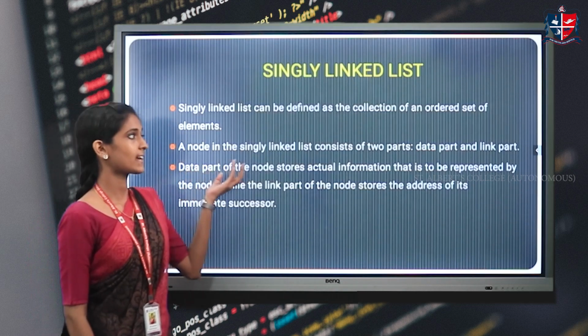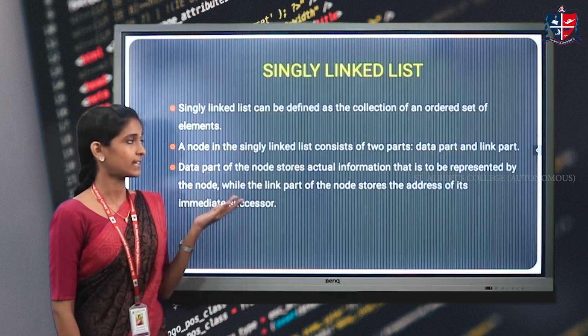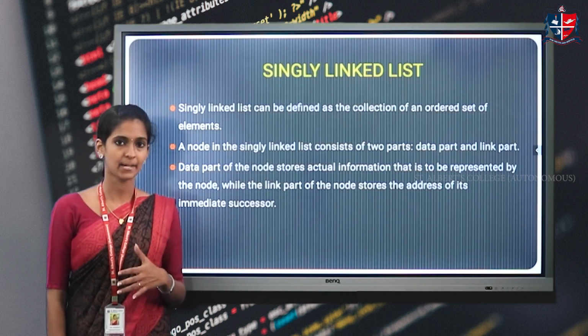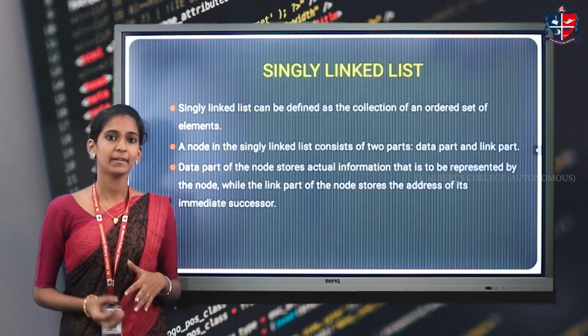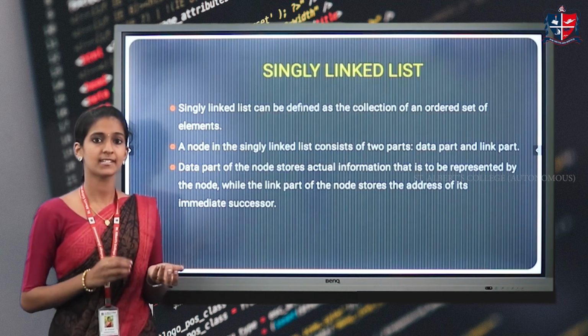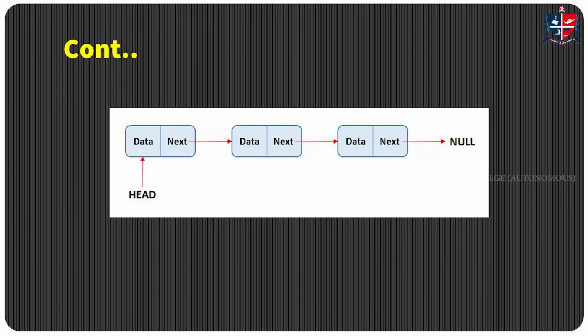A singly linked list is a collection of an ordered set of elements. It is a linear data structure in which each node has a data part and an address part. The data is the actual information stored in the memory, and the address is the link to the next node. So this is an example of a singly linked list where you can see multiple nodes. The first node is pointed to by the head, and the last node points to a null value, and each node has data and the address to the next node. This is the simple structure of a singly linked list.